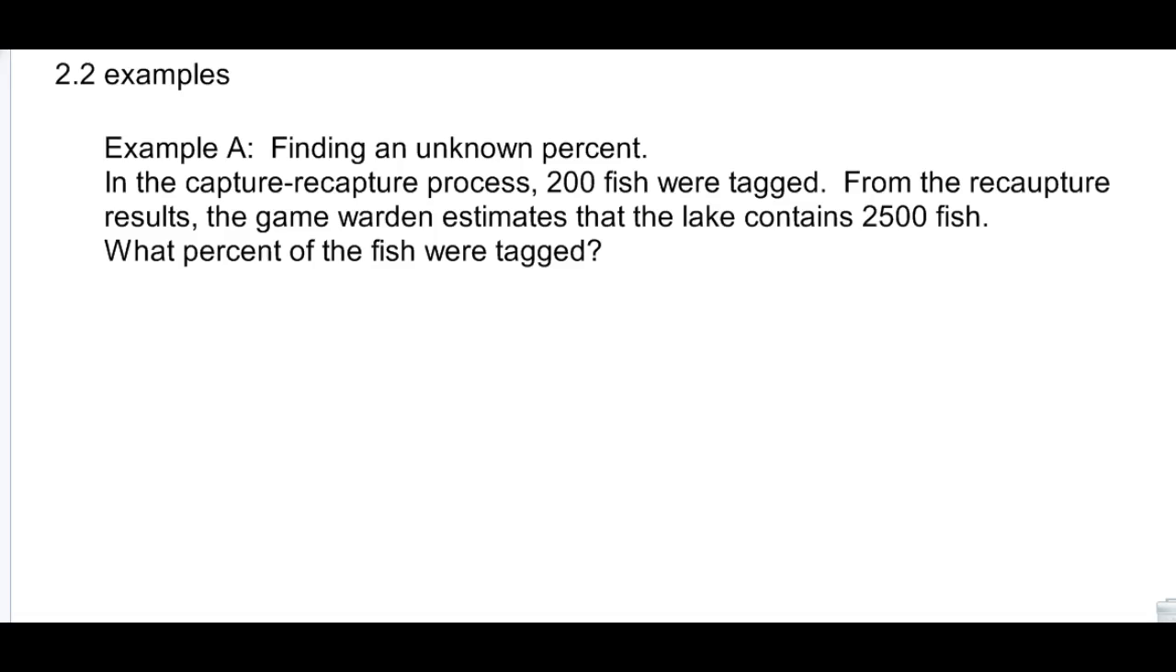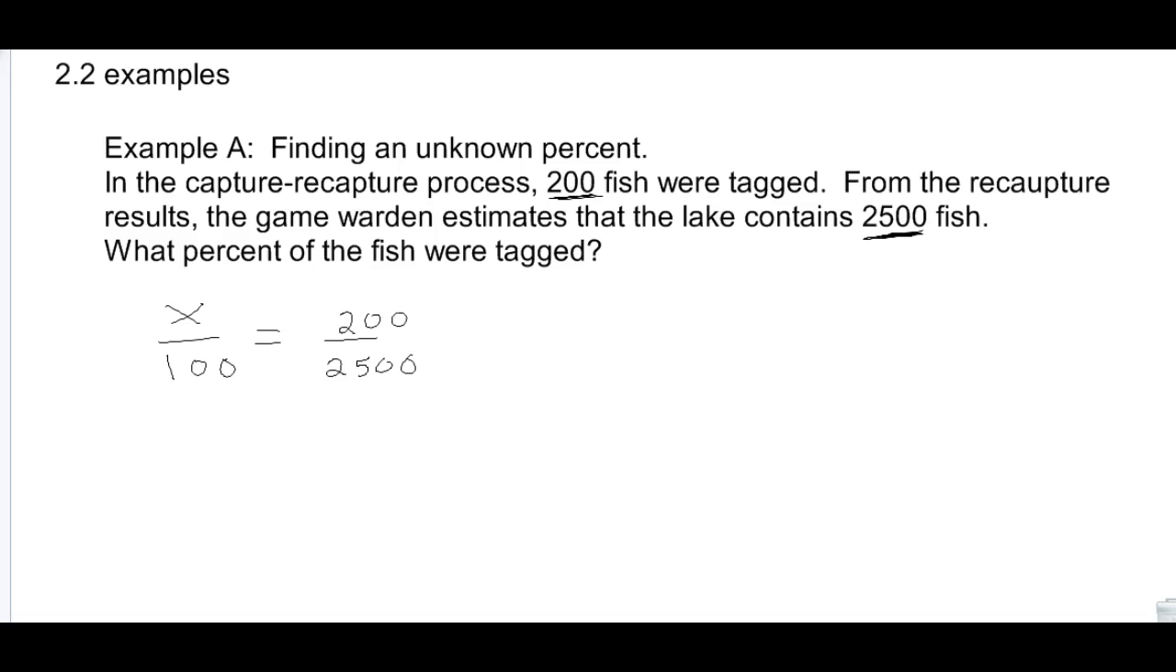Alright, so what we need to do is figure out what percent. So I know that some number out of 100 is going to be our percentage, right? And we want to say, what does that equal? Well, we say 100% is the total number of fish. So what is the total number of fish? Well, the game warden estimates that there are 2,500 fish total. So that's going to go where the 100 is. So we got 2,500 fish. And we say, what percent was tagged? Well, how many were tagged? So I know 200 were tagged.